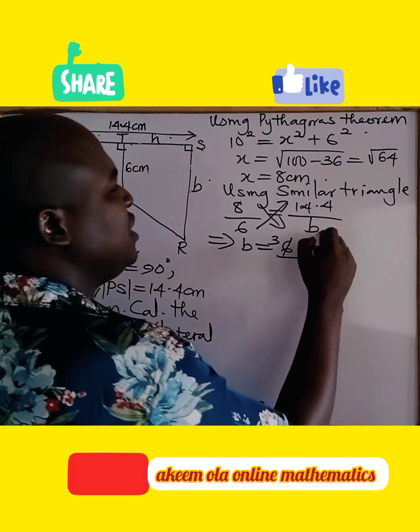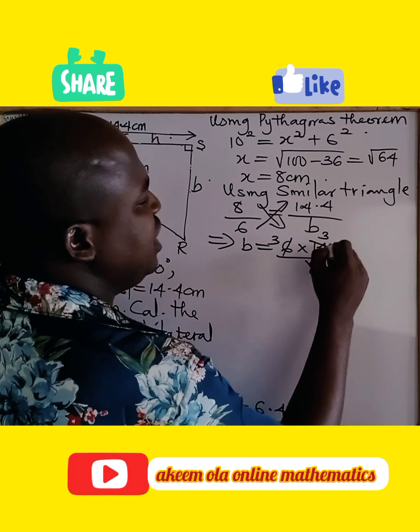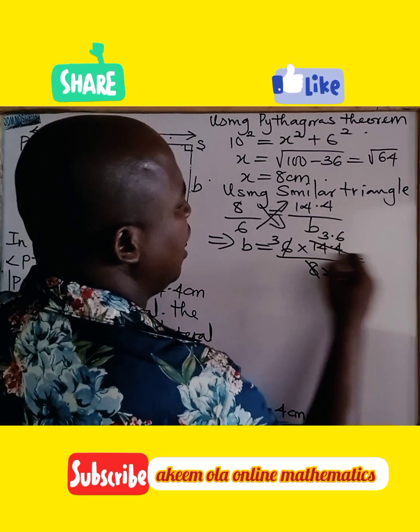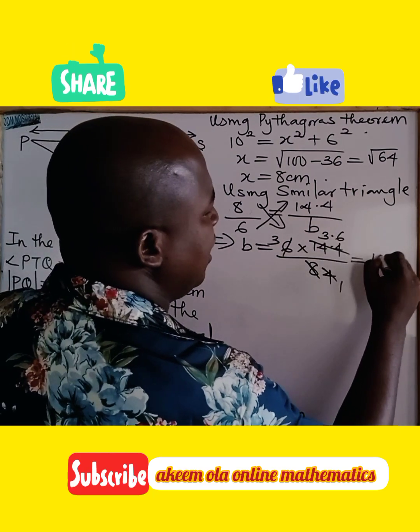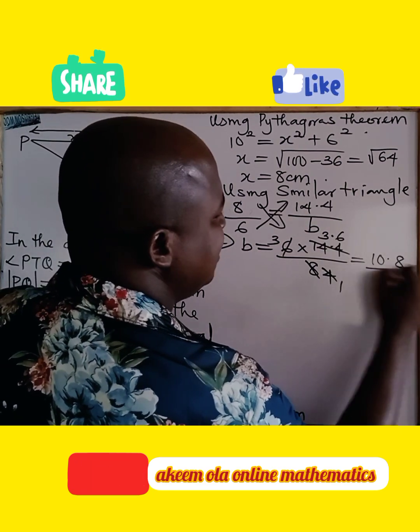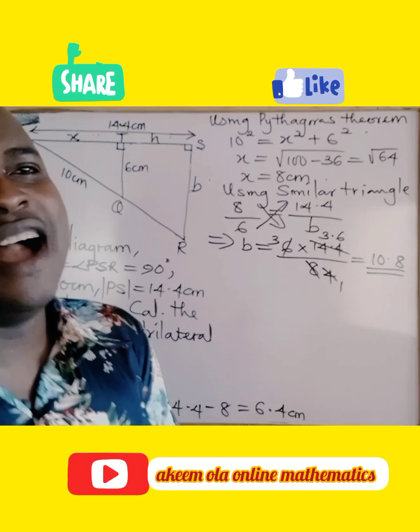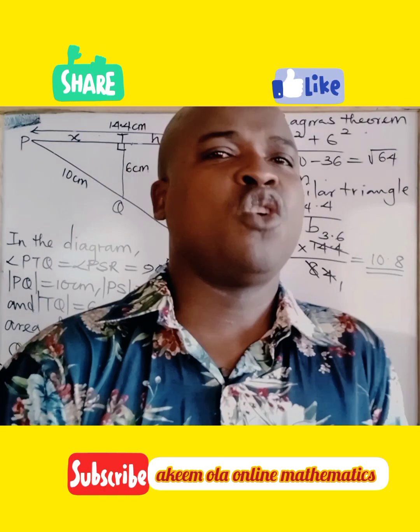Simplifying, 2 here is 3, 2 here is 4, 4 here is 1. What is 4 in 14? That is 3 with that 2. Then in 2.4, that will give us 6. So we are going to have 3 times 3.6, that will be 10.8. That is our B.